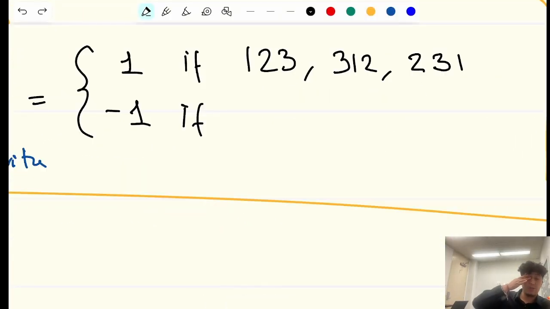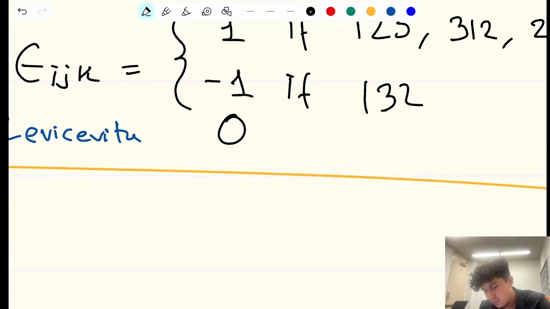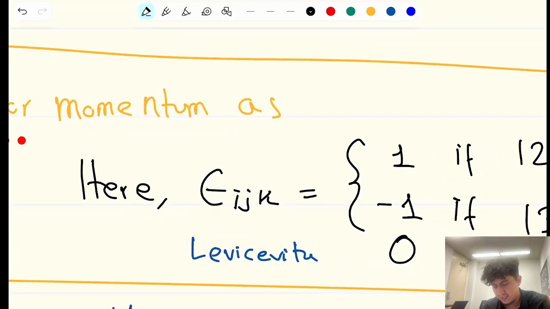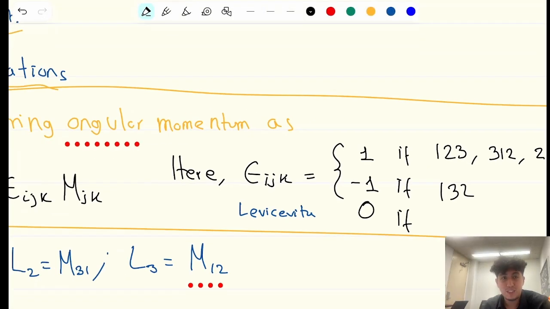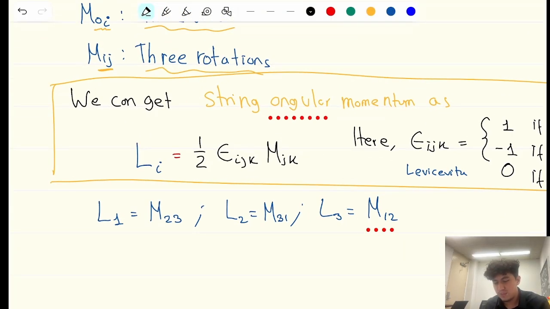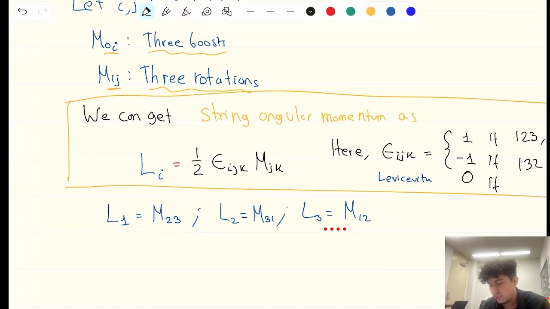Okay, so for any rotation of the numbers, like 1, 2, 3 to 3, 1, 2, basically you're rotating the numbers, then it stays at 1. If you swap any of these numbers, then you get, for example, 3, 2, 1 here. This is -1. And if you have any repetition of numbers like 1, 1, 2 or 1, 3, 3, then this is 0. So that's the definition. This has a bunch of components, but that's a 3-index tensor if you want to think about it. It just allows you to define the angular momentum with respect to the Lorentz charges.